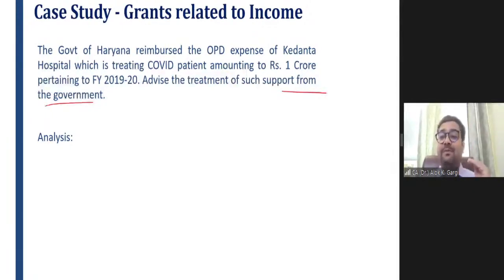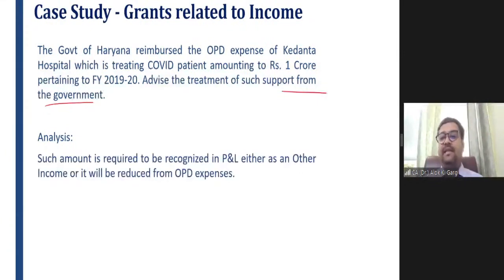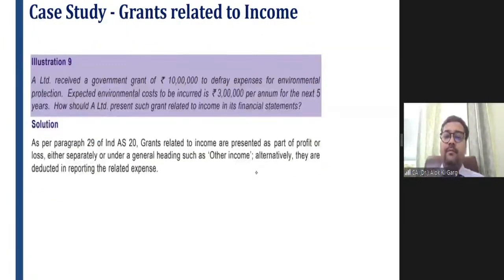If the related expenses are lower, then the balance part will go to income. Otherwise, the complete 1 crore should be adjusted from the expense on the expense side. So such amount is required to be recognized in P&L either as other income or it will be reduced from the OPD expenses. Clear? Next example or case study.